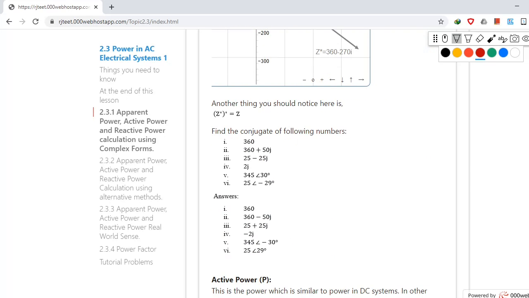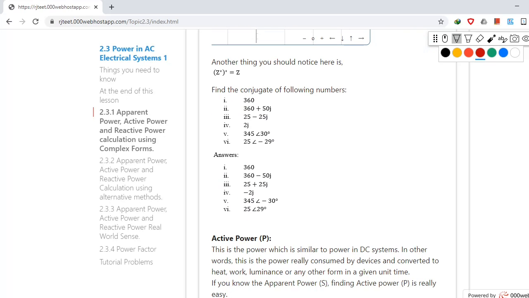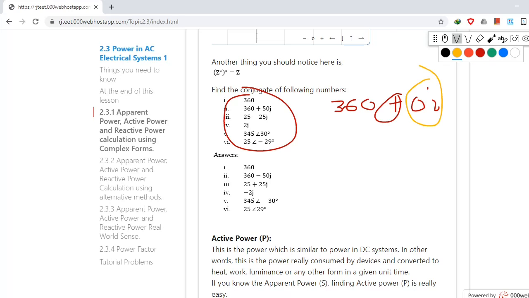So for an example, I would like to find the conjugates of these values. So here this is a real number, which means I can write this as 360 plus 0i or 0j. Imaginary part is 0, so it doesn't matter whether you have a plus sign or minus sign there, because this part is always 0, and therefore the conjugate of 360 is going to be again 360. So it doesn't matter whether it is negative 0i or plus 0i, it's always going to be 360, and that is the case for any real number. The conjugate would be the same.